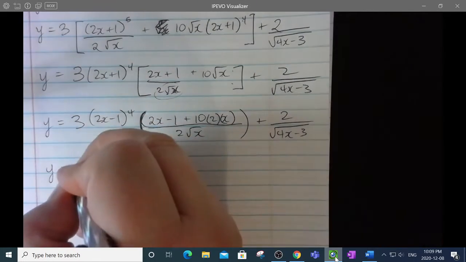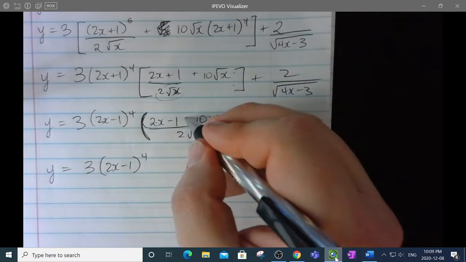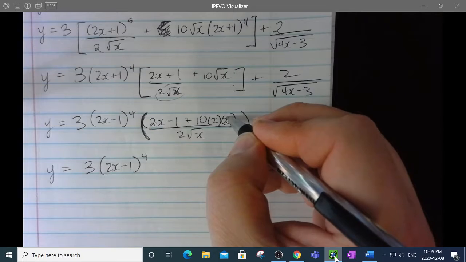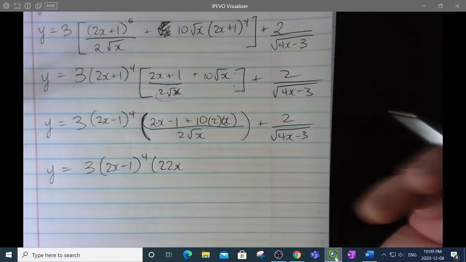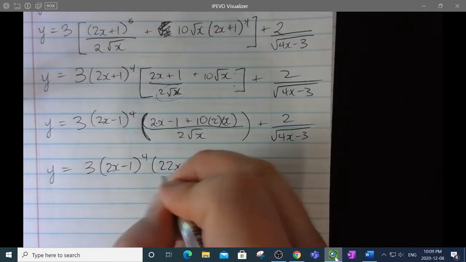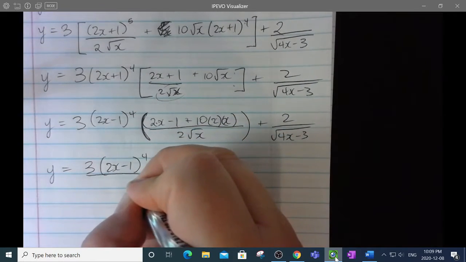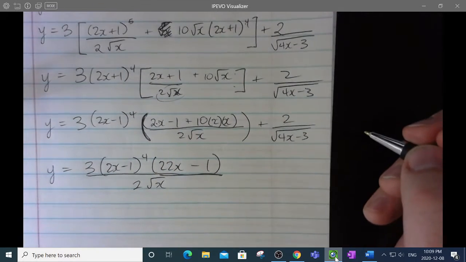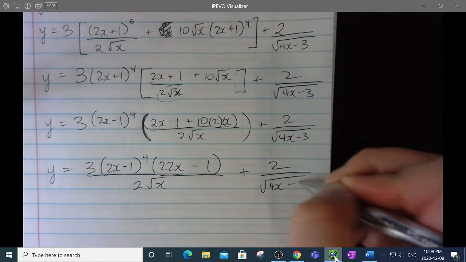Let's leave it alone. Okay, so 3, 2x plus 1 to the 4, 2x plus 20x. So I'm thinking we have a 22x, right? 2x, 20x. And then we have a plus 1, all over 2 root x. I don't think that's going anywhere. Plus 2 over, okay, this is my guess for what the answer key says.